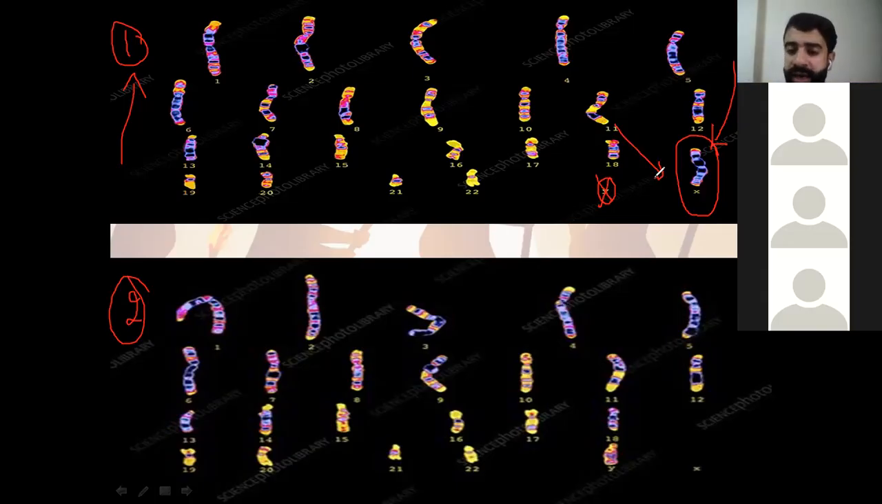What do you think, Joanne? Is karyotype number 2 for a male or female? A sperm cell or gamete or an ovum? It's a male. For a sperm or for an ovum? Sperm. Why? Because there is a Y and the X chromosome is missing. So we don't have an X chromosome.